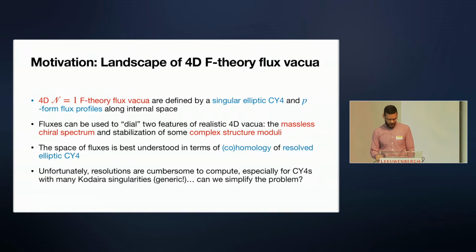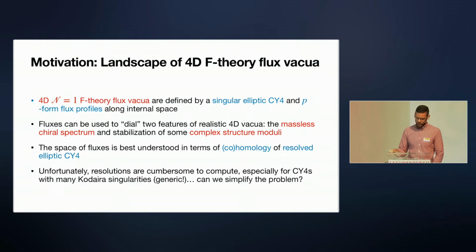Broadly speaking, 4D N=1 F-theory flux vacua are defined by a choice of singular elliptic Calabi-Yau background and p-form flux profiles along the internal space, very roughly speaking. What's important about these fluxes is that they can be used to dial two features, so to speak, of the more realistic looking 4D vacua, namely the massless chiral spectrum and also the presence of a non-trivial superpotential, which in principle can be used to stabilize some of the complex structure moduli.